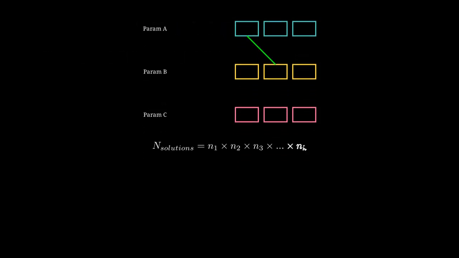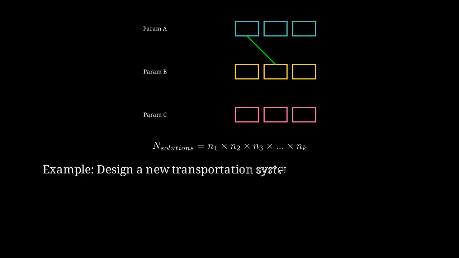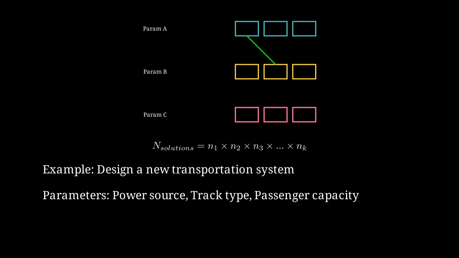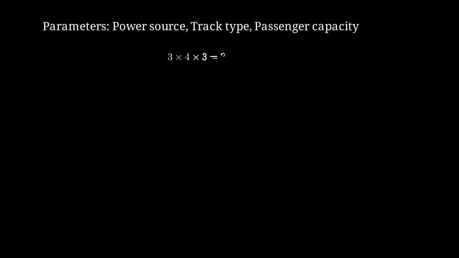The total number of possible solutions equals the product of options for each parameter. Let's apply this to designing a new transportation system. We identify key parameters like power source, track type, and passenger capacity. With 3 power sources, 4 track types, and 3 capacity options, we have 36 possible combinations to evaluate.